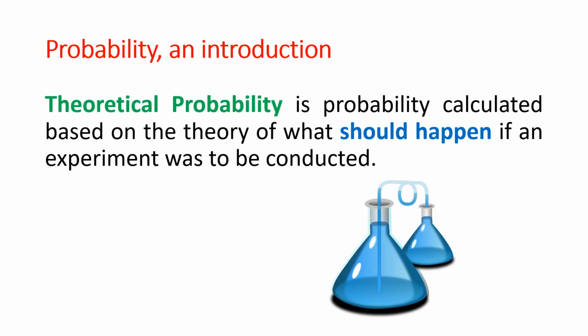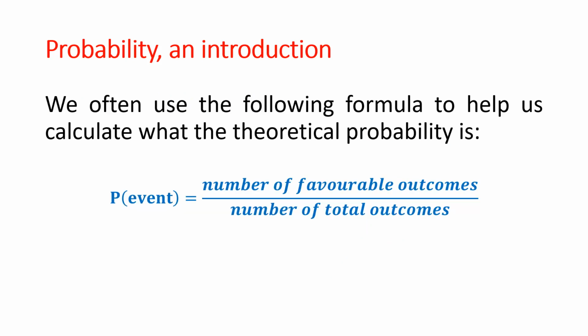All right, let's talk about theoretical probability. That's the probability calculated based on the theory of what should happen if an experiment was to be conducted. We often use the following formula to help us calculate the theoretical probability. You might want to pause the video and copy down this rule. The probability of an event is equal to the number of favourable outcomes divided by the number of total outcomes.